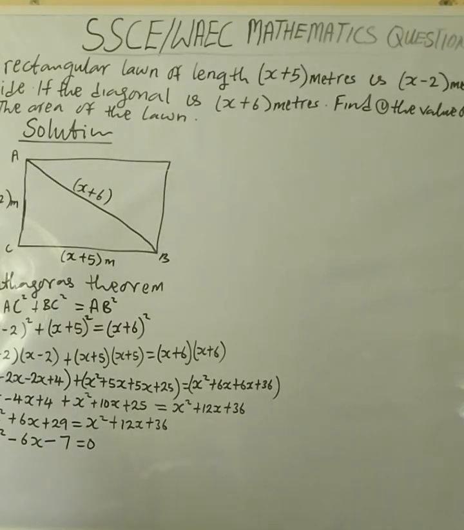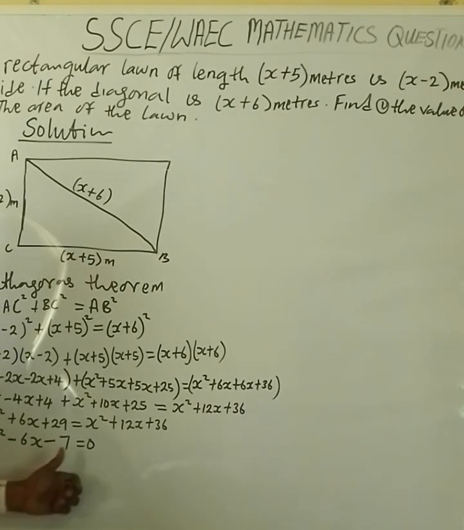And now that we have gotten a quadratic equation, the next thing we are going to do is check if the question is factorizable. If it is, we solve it with the factorization method. But if it is not, then we use the formula method. So now we think of all the factors of 7 that we can multiply together that will give us 7, and when we add them together, it must give us 6. So we are going to get minus 7.